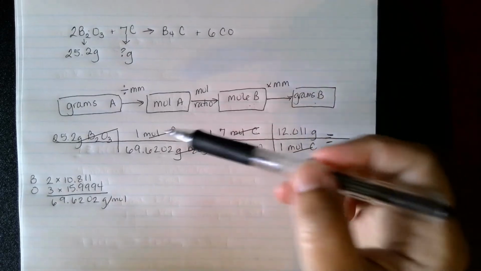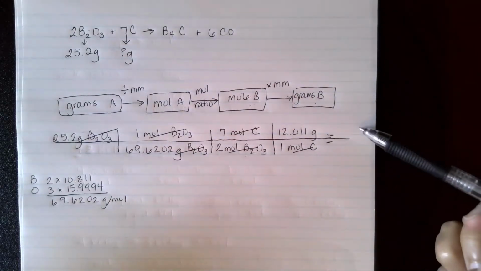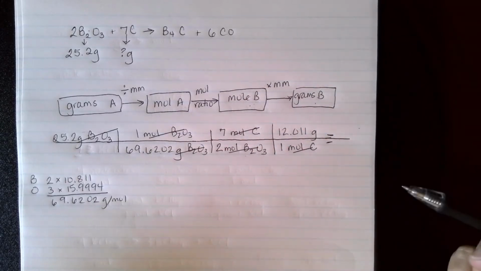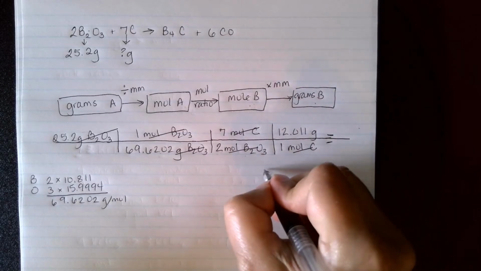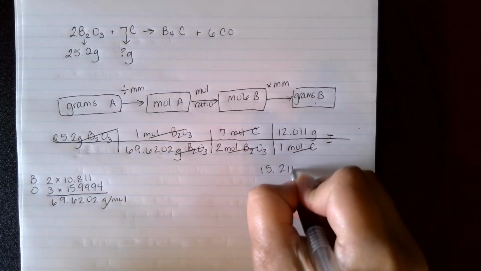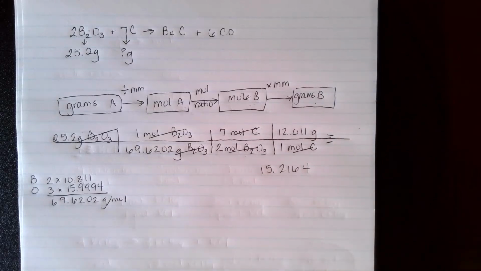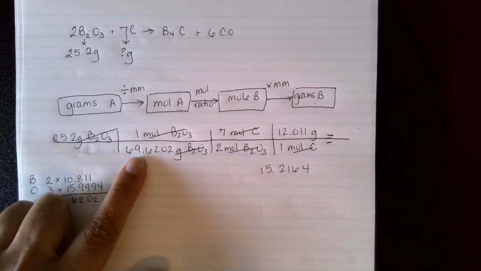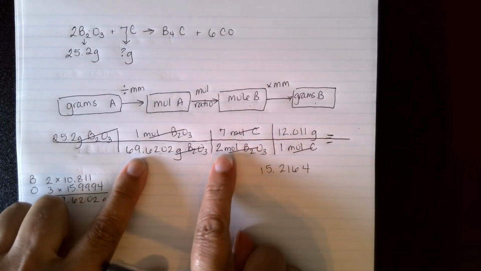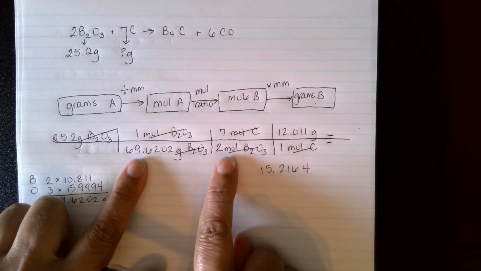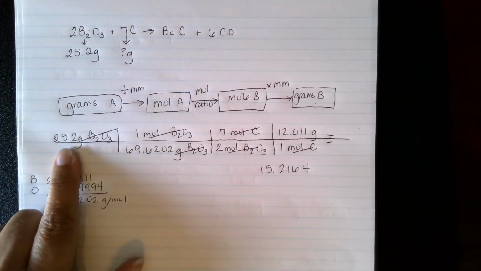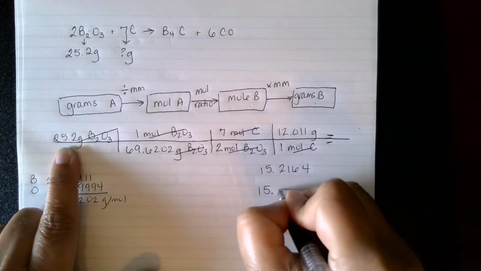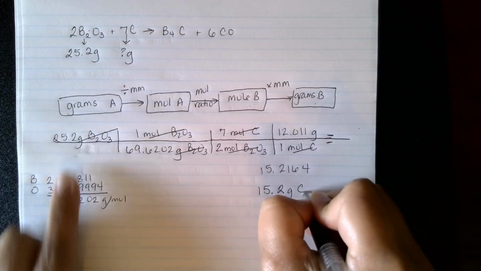A lot of times what I have students do is they multiply everything on the top and write it down. They multiply everything on the bottom and write it down, and then divide those two numbers. When I divide those, I got 15.2164 and so on. This is a very long number with many significant figures. These are counting numbers, so those are exact. My beginning number had 3, so my ending number is going to have 3. So 15.2 grams of carbon.